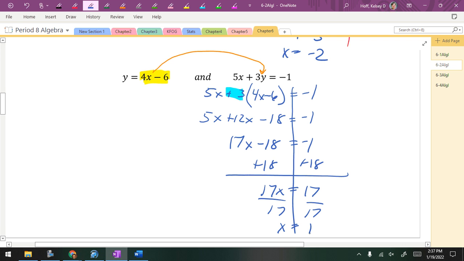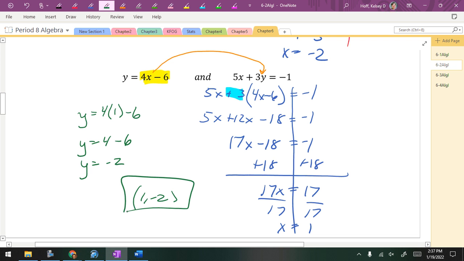What do I do with that? Plug it back in. I'm going to plug it into the left. Is that okay? y equals 4 times 1 minus 6. 4 times 1 is 4, minus 6 is negative 2. So if you were going to write this as an ordered pair, you would write 1, negative 2. Okay?